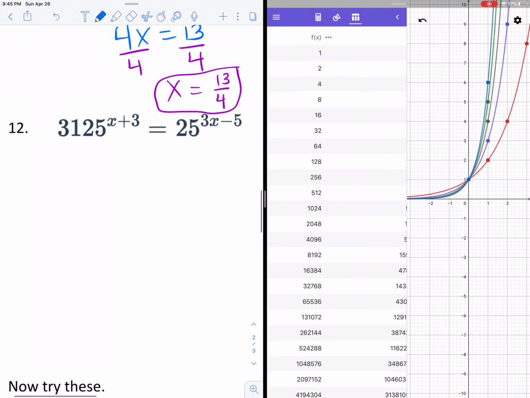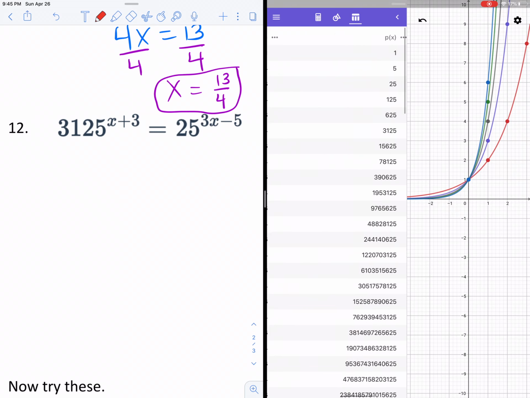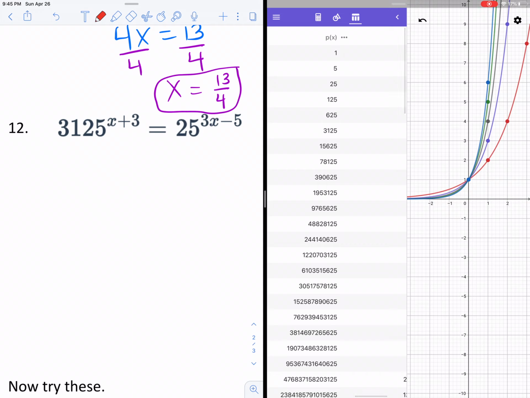Looking at these two numbers, how are we going to rewrite 3,125 and 25 as a power of the same base? What number do you think of when you see the 25? You could write 25 as a power of 5. So I'm going to scroll down to my list of my powers of 5. Okay, 5 to the 0 power is 1, 5 to the first power is 5, 5 to the second power is 25. So I'm going to rewrite the 25 as 5 squared, and then bring down the 3x minus 5 outside the parentheses.